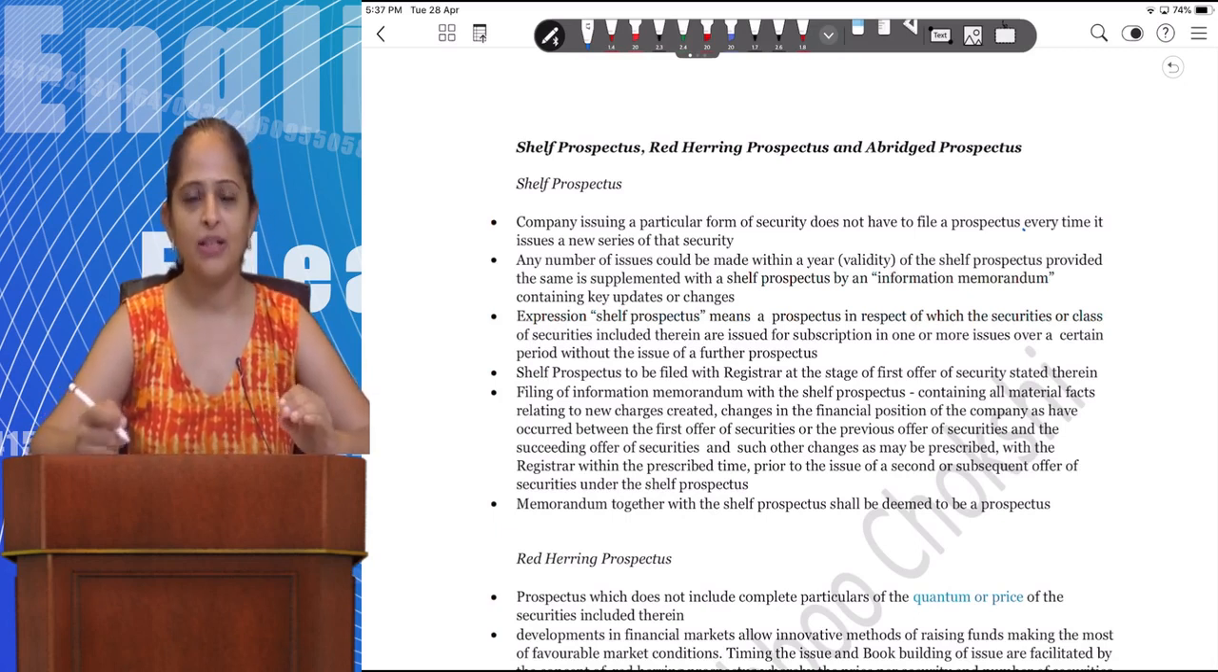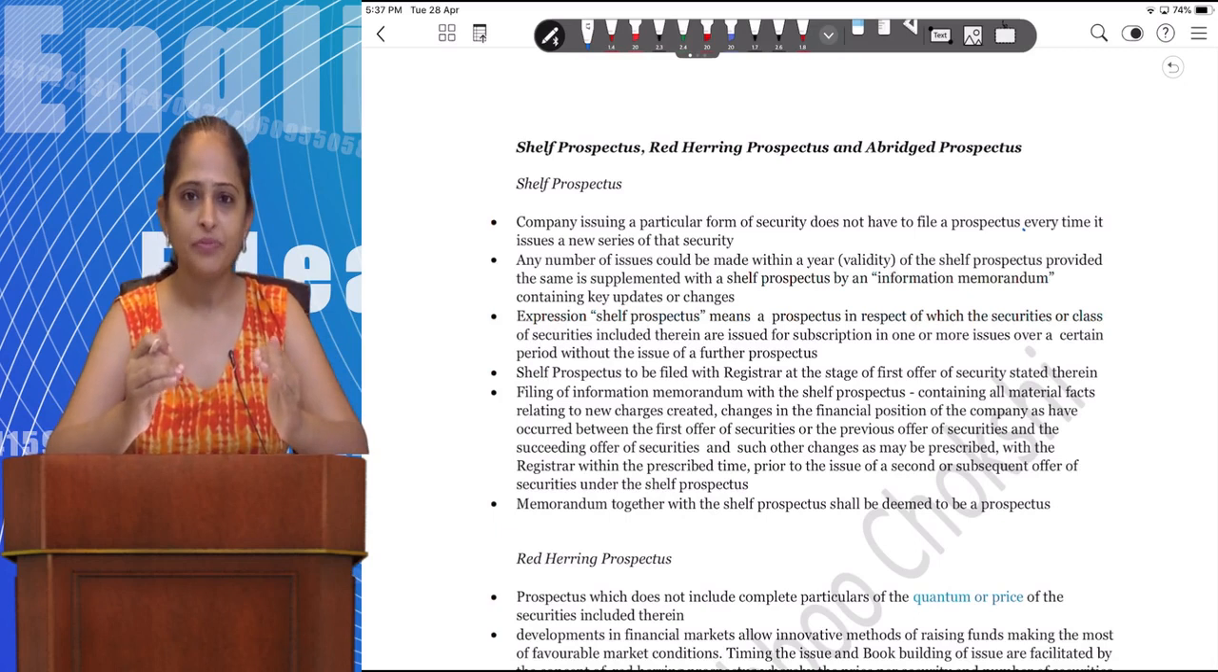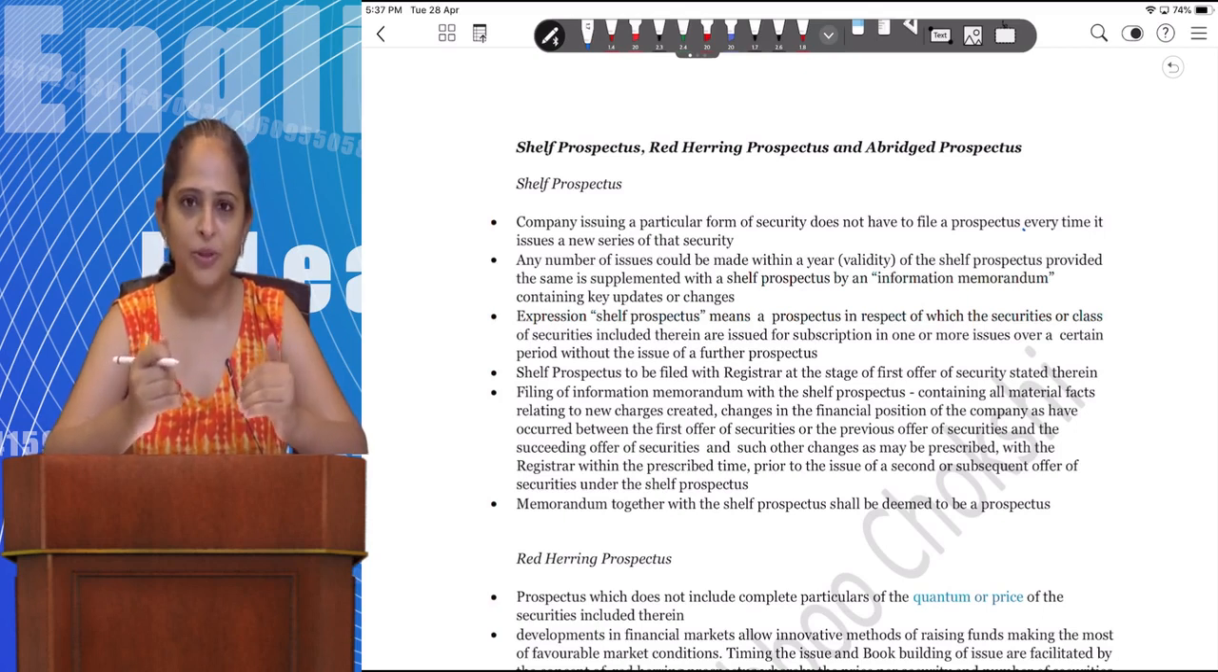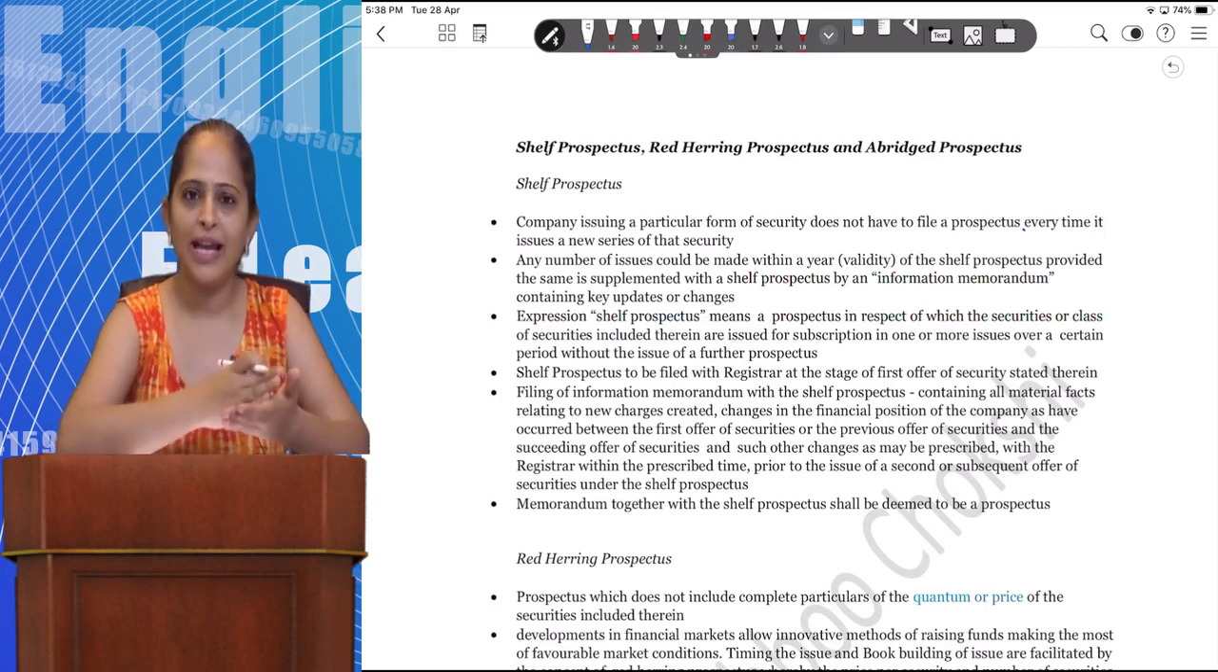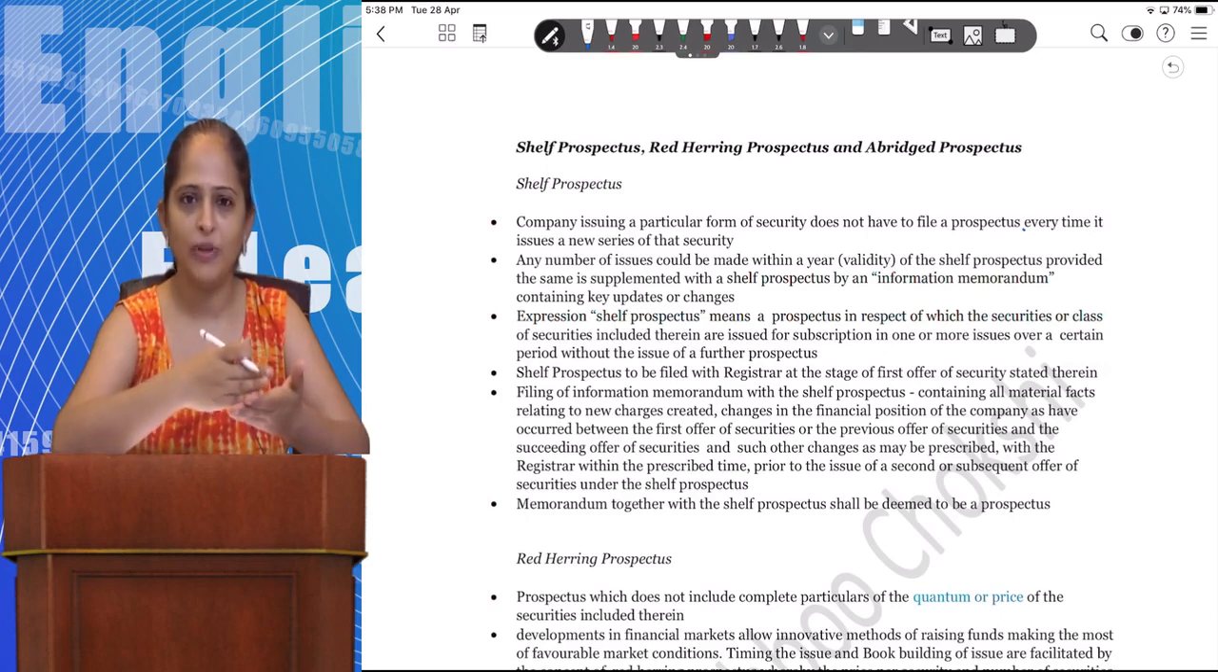A shelf prospectus is basically a prospectus which you will issue when you want to issue the same kind of securities during a period of 1 year. So if, for example, I am issuing equity shares today and I know after 4 months I am again going to issue equity shares, that is when I will make a shelf prospectus. It is basically a prospectus, but it can be used over and over again during a period of 1 year for the same kind of securities.